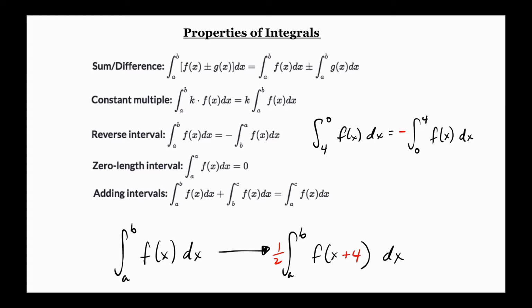Zero length, because that doesn't measure anything. It just measures from the beginning to the end. And then adding intervals, so tagging on two pieces can make up a whole. Okay, using those steps.